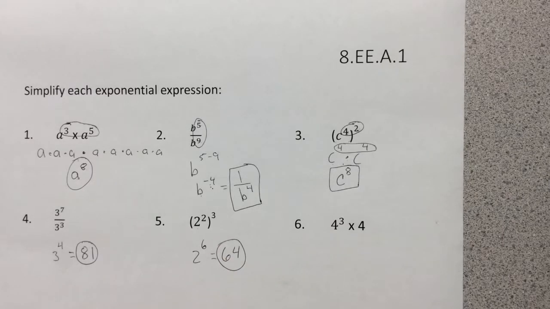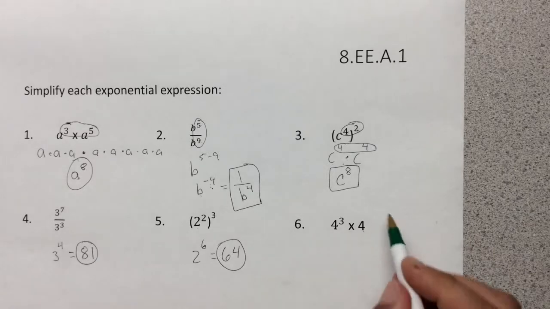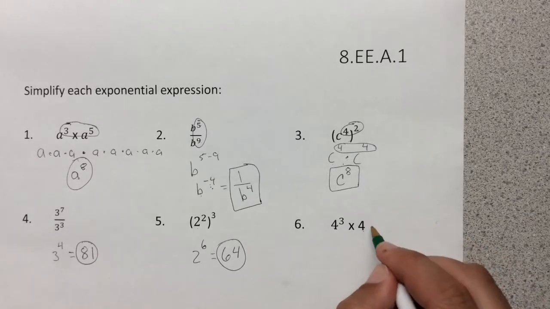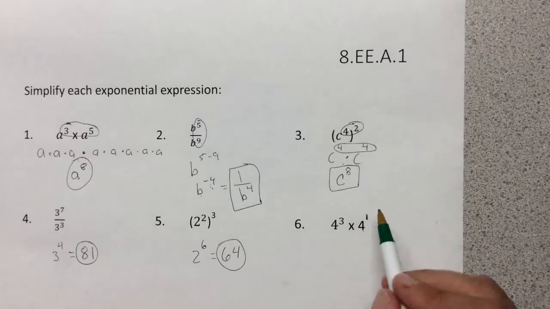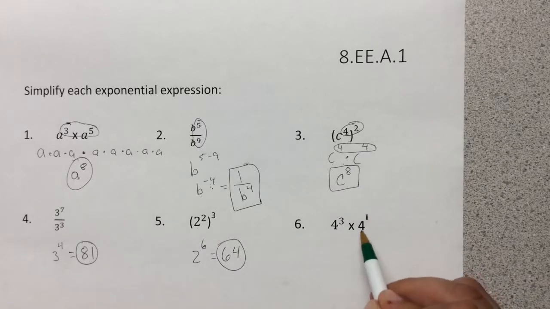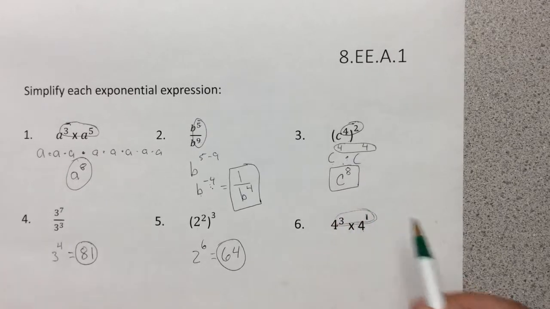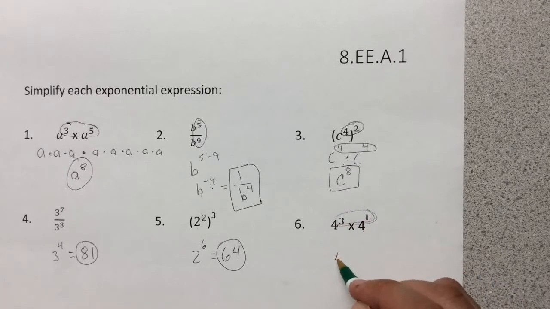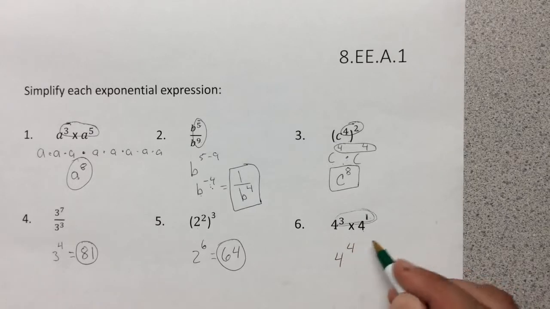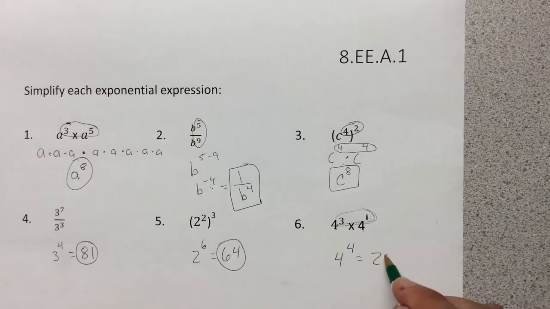Now let's look at number 6. Number 6, we have 4 cubed times 4, and there's no exponent. If there isn't an exponent, you will always put a 1, because it's like 4 to the 1st power, which is just 4. So in this case we have 3 and 1, and so we will add these. So we'll have 4 to the 4th, which is 256. And so this is how you simplify each exponential expression, and now you know more.